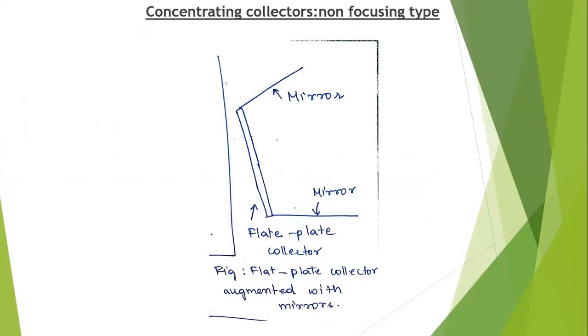These are the next type of concentrating collectors, but these come under the non-focusing type. Until now we saw all the collectors of focusing type, but these are non-focusing type. So this is the simplest form of concentrating collector. It has a mirror boosted. The mirror is just implanted on the flat plate collector.